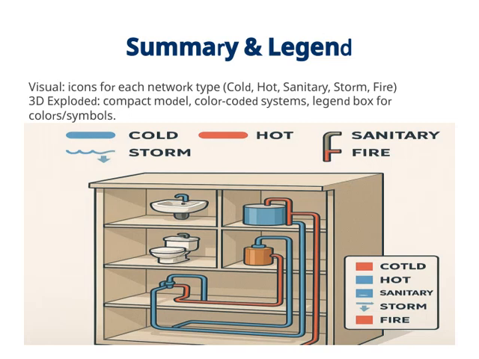All right, let's take a moment to review the summary and legend slide. As you can see, we've included icons representing each network type: cold, hot, sanitary, storm, and fire. These icons help us quickly identify the different systems throughout the model. In the 3D exploded view, the model is shown in a more detailed way, with each system color-coded for clarity. This makes it easier to understand how each network functions and interacts within the overall design. The legend box is a key part of this slide. It explains what each color and symbol represents, so there's no confusion about the different systems at a glance.